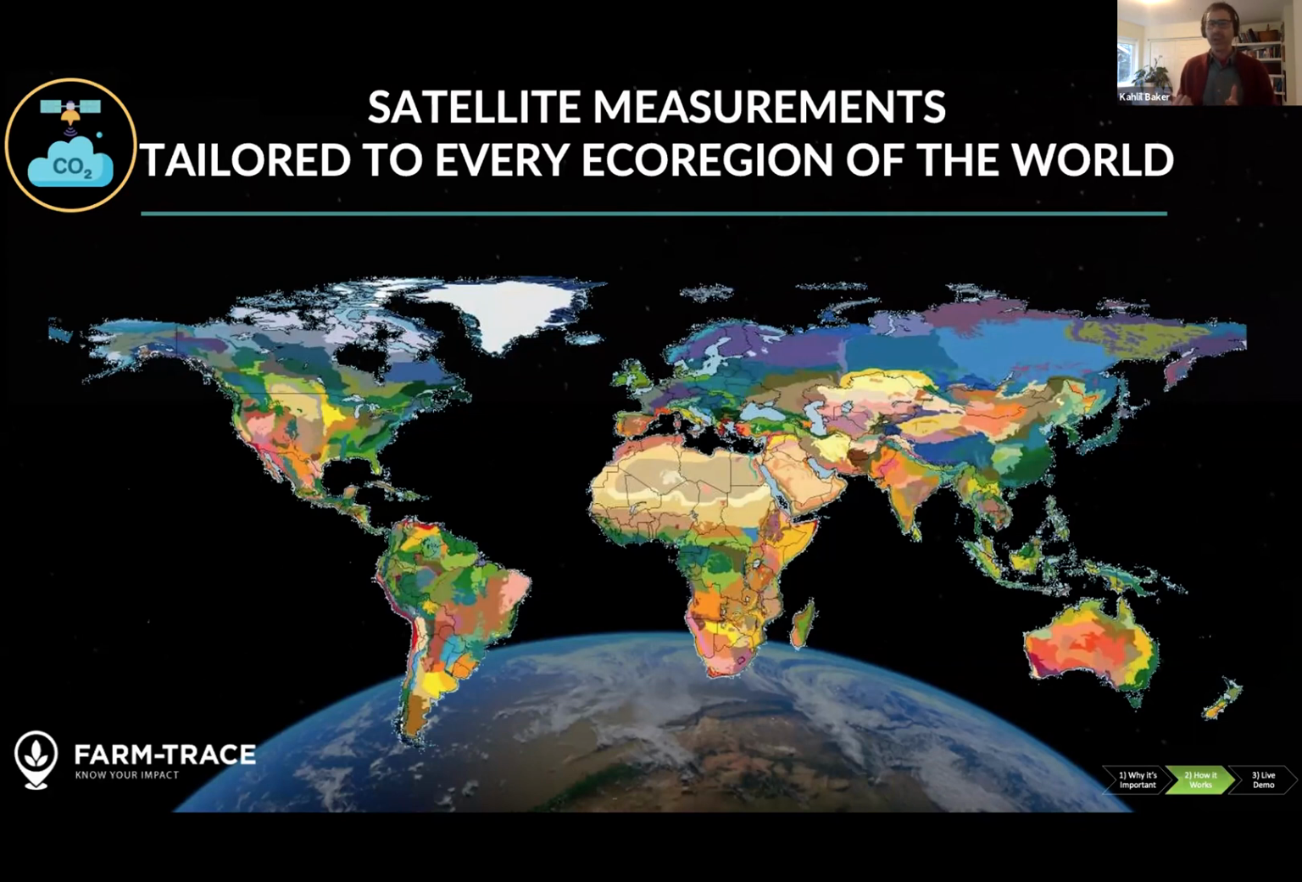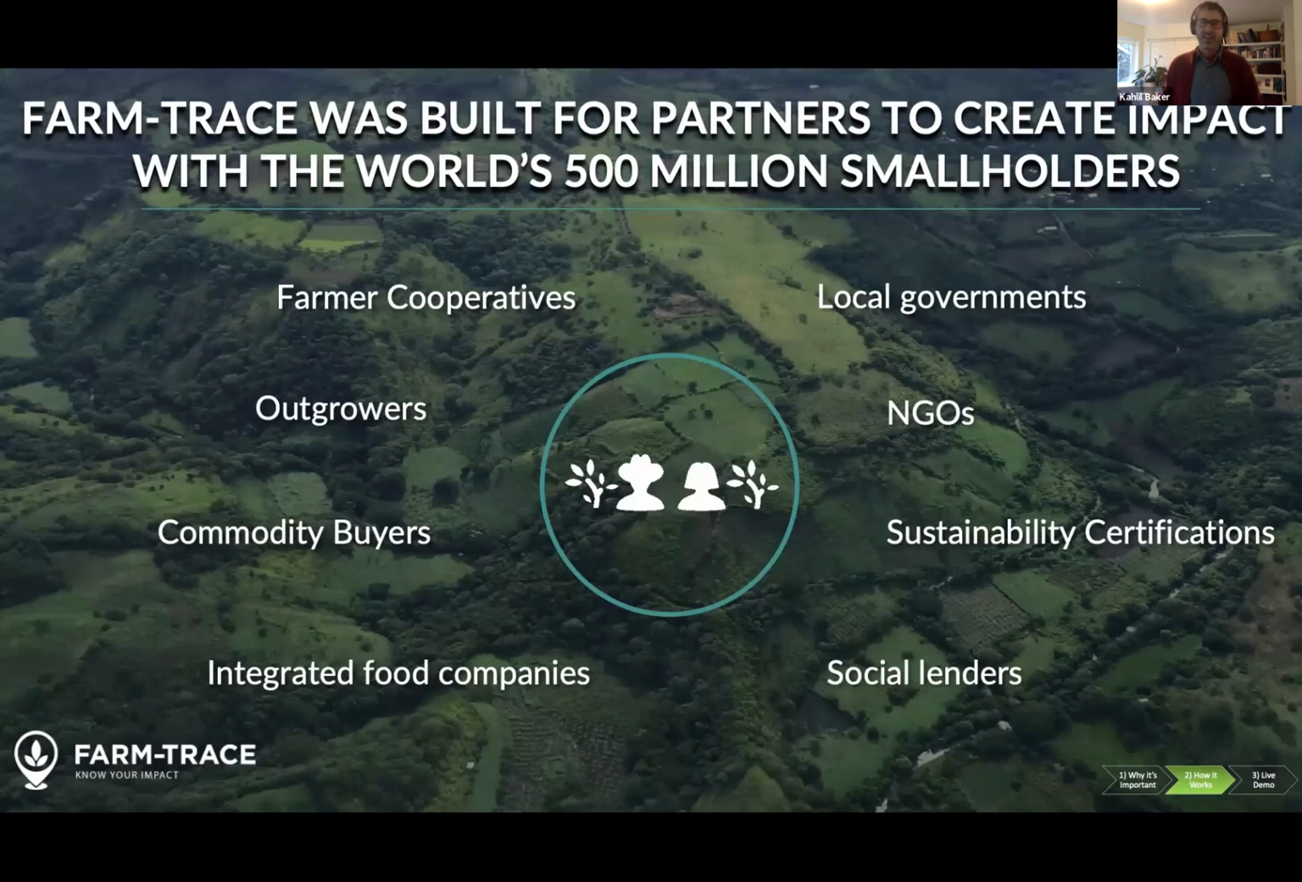And so this way, we're recognizing the diversity of the world's forests without saying it's a one-size-fits-all approach. Now, this broad applicability of the tool is really important because if we want to reach the world's 500 million smallholder farmers, or at least as many of them as possible, we had to build FarmTrace to create value beyond just traditional carbon project developers, so that we could leverage the networks that already exist with all the different types of organizations that are working with smallholder farmers.